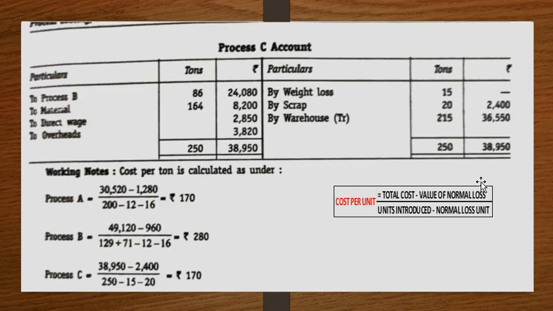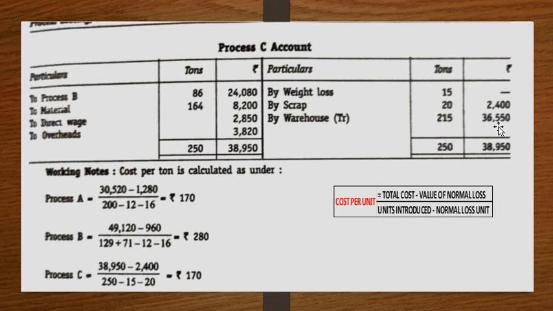Now the scrap value is based on the input. You have total input units of 250: 86 plus material tons of 164. So 86 plus 164 will give you 250 tons. Out of this 250 tons, 6% is your weight loss, which is 15 tons. So we have taken weight loss 15 tons, no realizable amount. Next, scrap is 8%. So 250 into 8% will give you 20 tons.